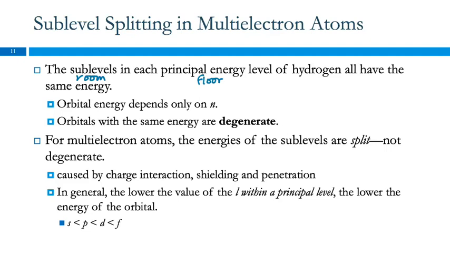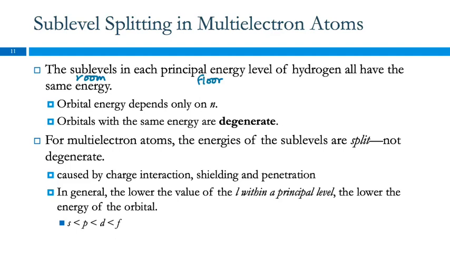When we have orbitals with the same energy, those are called degenerate. So different beds that you would sleep in the hotel that cost the same amount of money are degenerate. For multi-electron atoms, though, the energies of the sublevels get split. They're not degenerate. So what we find is that different rooms on the same floor are going to have different costs. And it's caused by charge interactions, by shielding, by penetration. So in general, the lower the value of L, within a principal level, the lower the energy of the orbital.